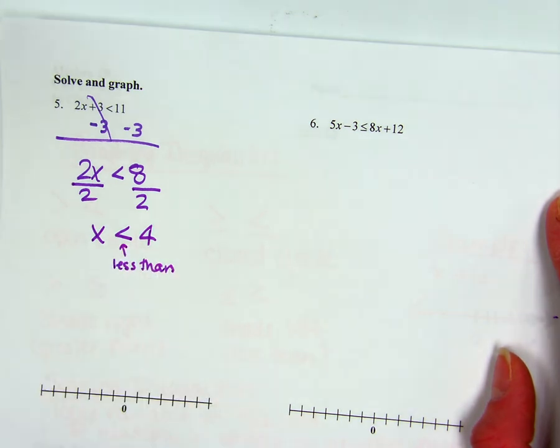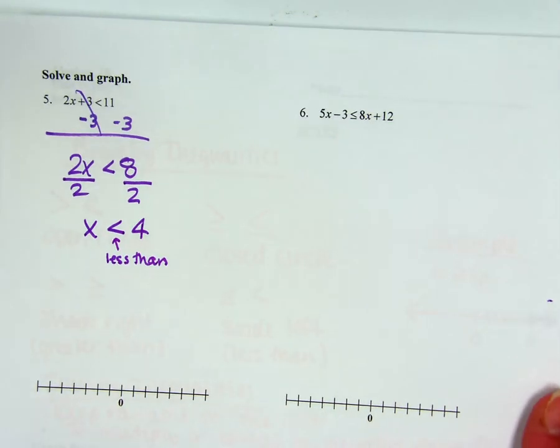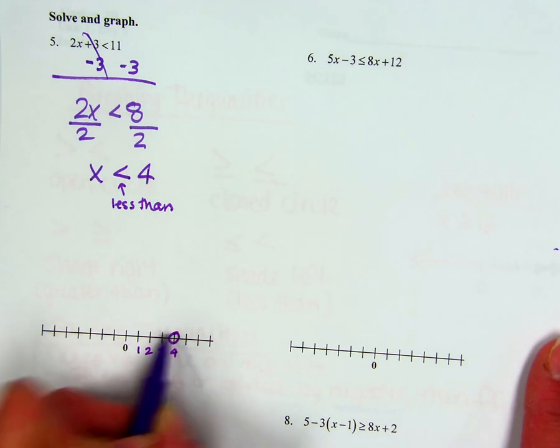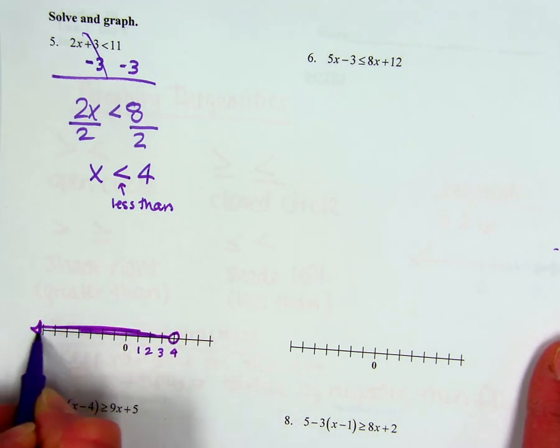Make sure you know how to say that. All right, once we have x is less than 4, so find 1, 2, 3, 4. We need an open circle, and we're going to shade to the left.